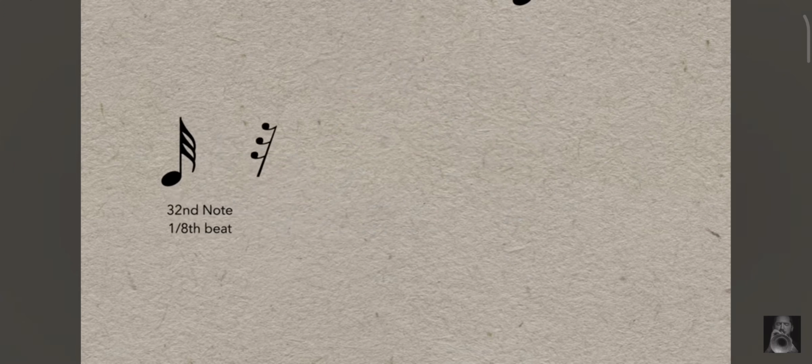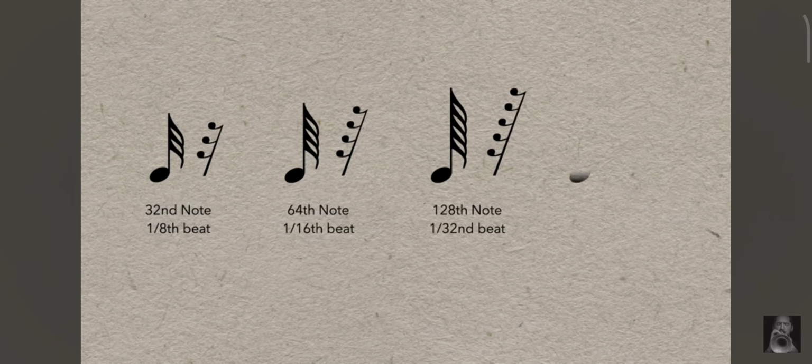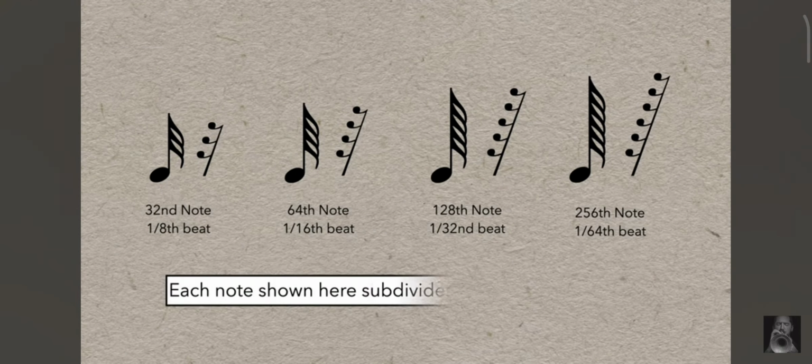You can also break the 16th note down into 32nd notes, which are half the length, and you can continue that pattern into even smaller subdivisions. But honestly, you hardly ever see anything smaller than a 16th note. There isn't even a standard way to count 32nds. You just need to understand that each note value can subdivide into 2 equal halves.